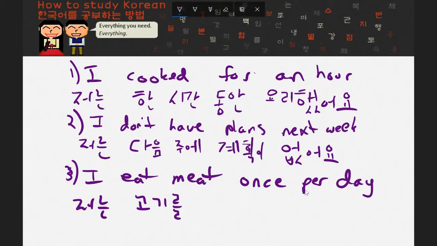Now, if I want to indicate that I do something once per day, in one day, if I ever want to talk about one day, I have to use the word 하루. And if I ever want to indicate that something happens once per day or twice per day or 3 times per day, I can use this sort of structure by putting 에 at the end of whether it's 2 days or 3 days or 1 month or whatever the time period is. And it's going to happen once in this particular case. So I'll put 한 번 here.